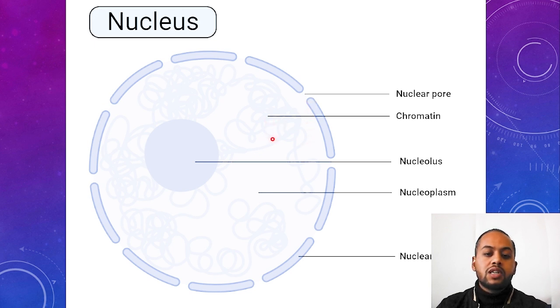Then, very importantly, you are going to have the chromatin network. This is referred to as the chromatin network. You have the nucleolus inside the nucleus. The fluid is referred to as the nucleoplasm. So those are all the different labels that you are going to have of the actual structure of the nucleus.